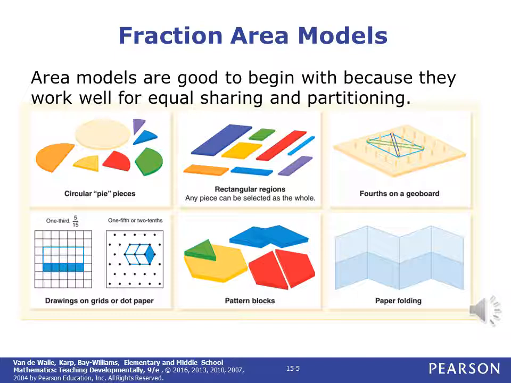So the most common one are circular or pie pieces, but you can use rectangular regions. You could also use a geoboard. On the geoboard on the screen, we've modeled fourths. You can use grid or graph paper. You see that the fractions 5/15 and 1/5 or 2/10 are modeled on the grid paper, and one of those grid papers looks just like the geoboard.